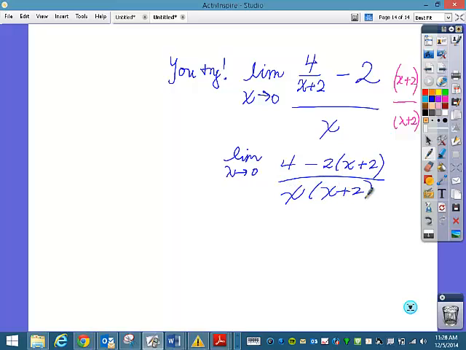You just cancel the x plus 2. So first let's distribute the negative 2 to get 4 minus 2x minus 4 over x times x plus 2.